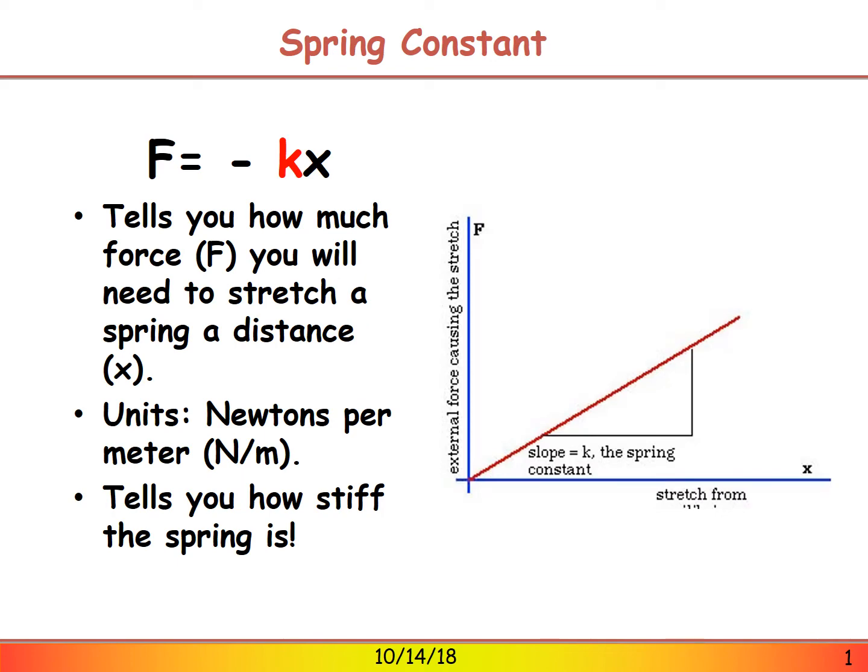Here we're going to talk about the spring constant, which is K. K is given to you in units of newtons per meter. So it tells you how much force you will need to stretch a spring a distance of X. It also tells you how stiff the spring is. And if you notice from the picture, you have the stretch from equilibrium, you have the external force causing the stretch, and your slope equals K, the spring constant.